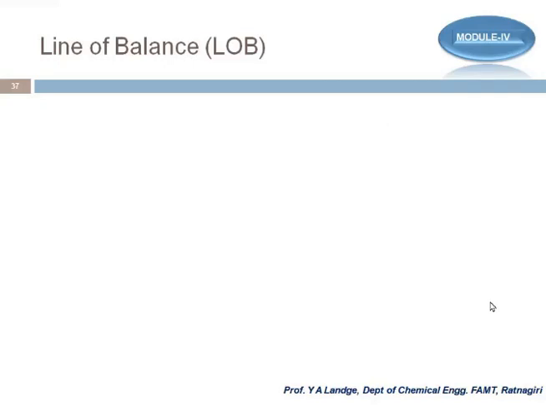Another topic from this module is the line of balance. Now, what is meant by line of balance? This is also one of the techniques used for controlling and executing a project. How is this important? Because, besides the Gantt chart, which is one of the techniques, the line of balance is another one.